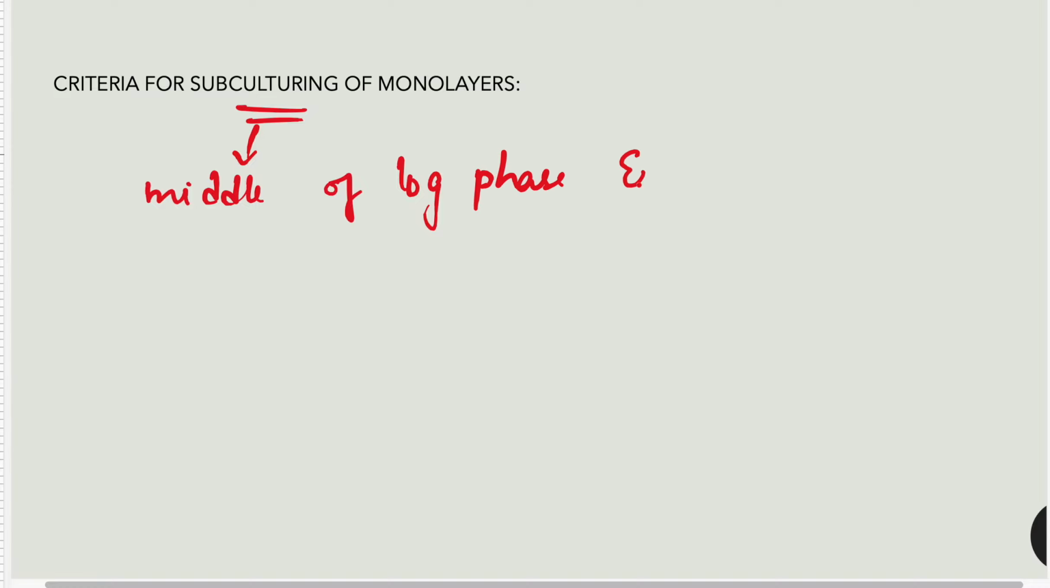Next, we will see the criteria for subculturing of monolayers. Subculturing is done particularly between the middle of the log phase and before entering the plateau phase.